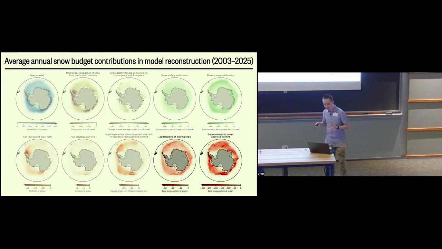And lastly, we find lead trapping of blowing snow, as well as snow released to the ocean upon complete sea ice melt, are both somewhat concentrated along the sea ice edge, albeit with very different magnitudes. And this provides an answer to the question of how much snowfall is blown into leads throughout the winter. Our model finds that about 11% of snowfall is blown into the ocean through leads.